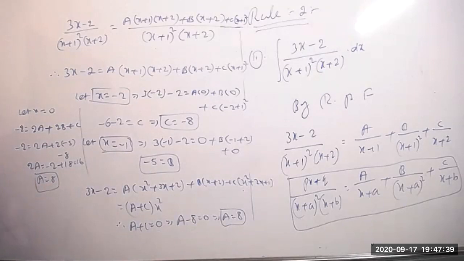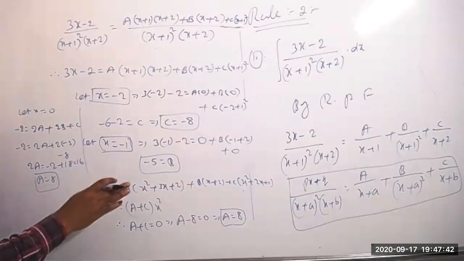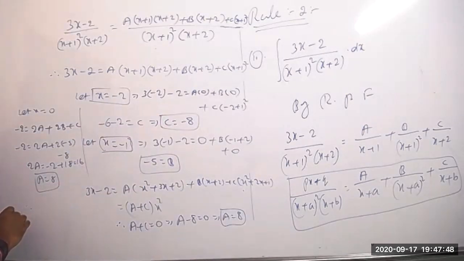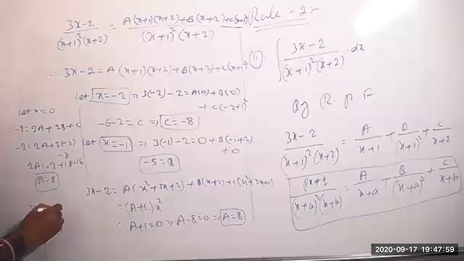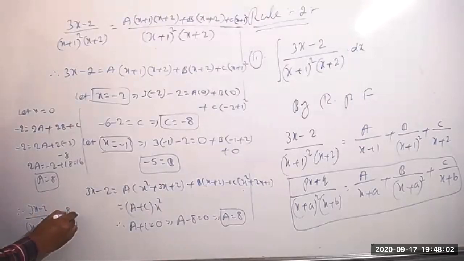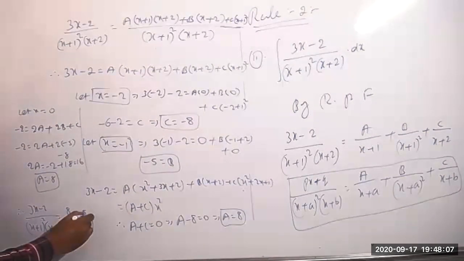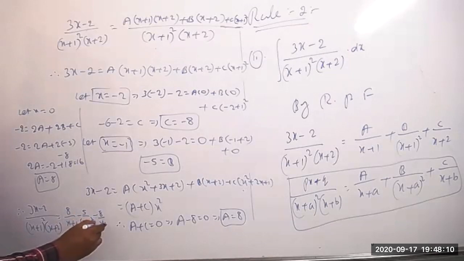You can do it any way, not an issue. Now after we got the values of a, b, c, you can substitute in the given first function. So therefore 3x minus 2 by x plus 1 whole square into x plus 2 is equal to a by x plus 1, one thing, minus 5 by x plus 1 whole square, second one, minus 8 by x plus 2. Okay, now we can do the integration on both sides. Then we are getting.